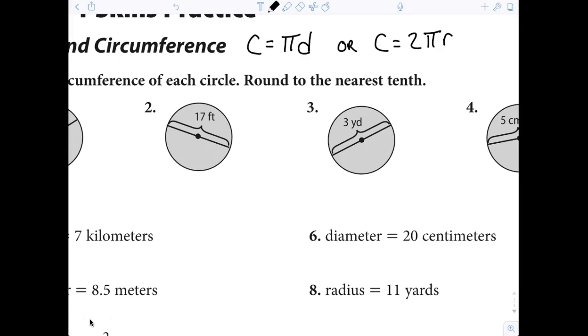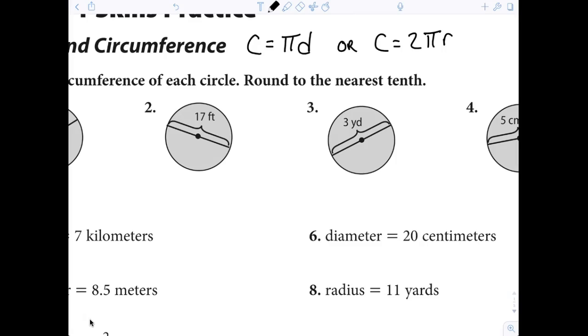Now, explain to me, Ian, what does circumference mean? It's like the whole thing. What do you mean the whole thing? I'm asking what is circumference, the basic definition of circumference. Is it like how much surrounds?